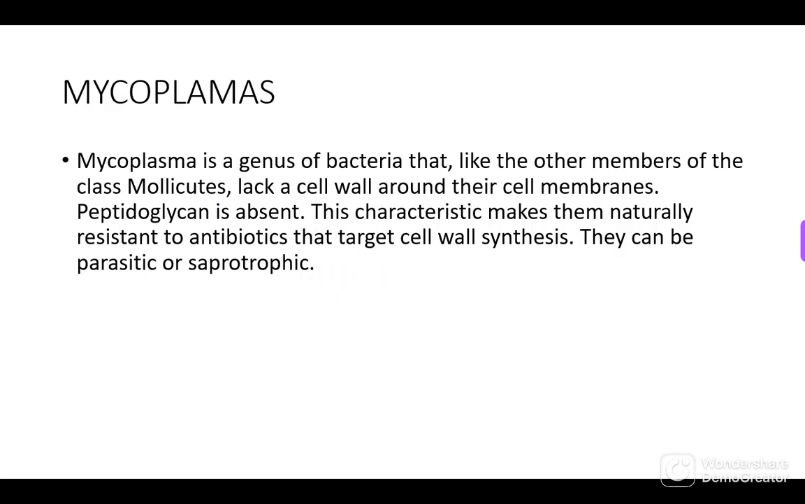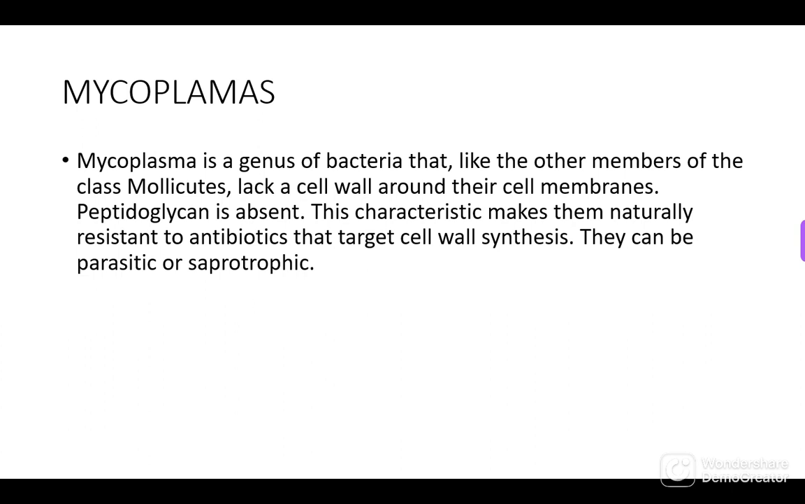Now, what are mycoplasmas? Mycoplasma is a genus of bacteria that, like the other members of the class Mollicutes, has an important feature: a lack of cell wall around their cell membranes. That is why they are very near to the fungus family. Peptidoglycan is absent, which is an essential part of the cell wall. This characteristic makes them naturally resistant to the antibiotics that target cell wall synthesis.